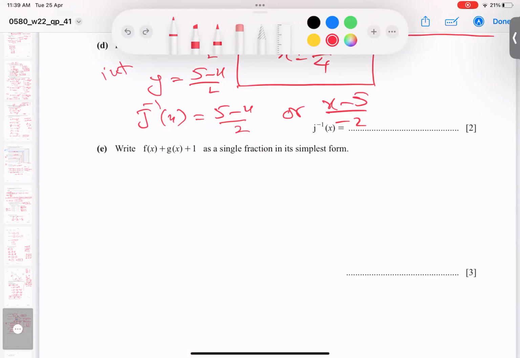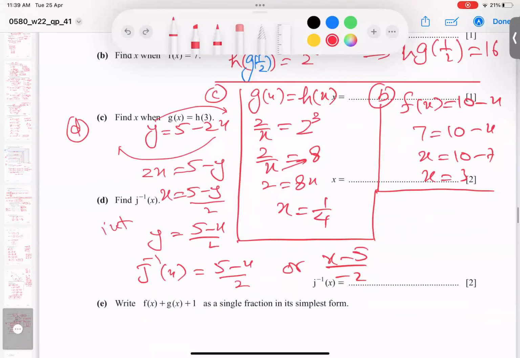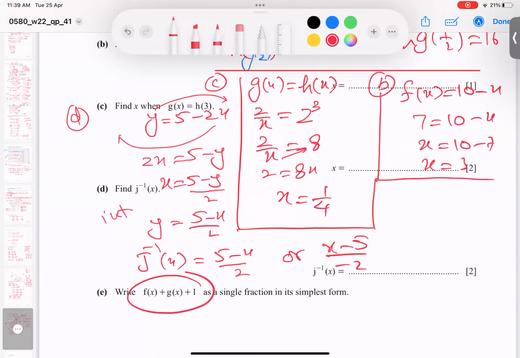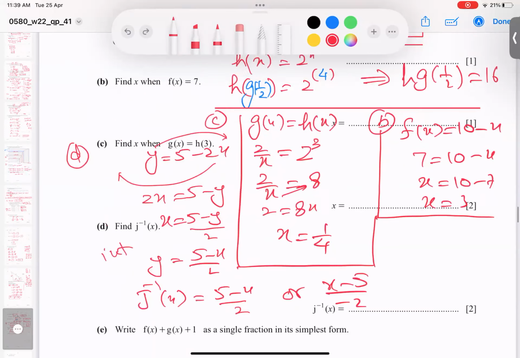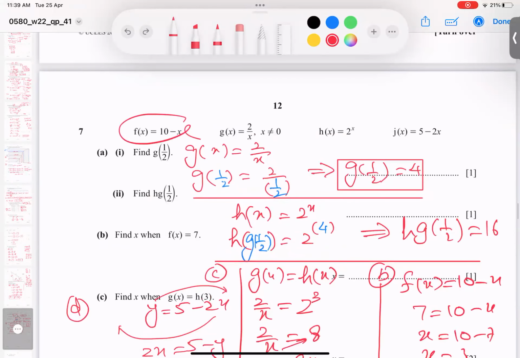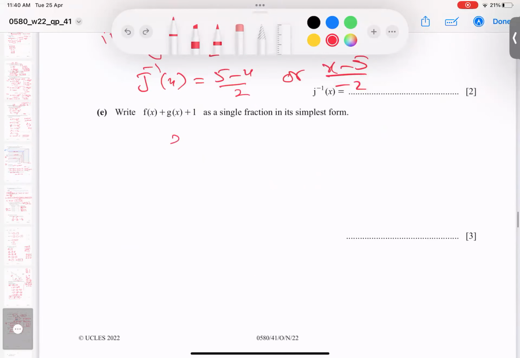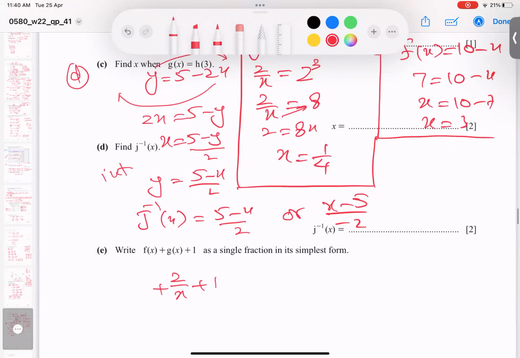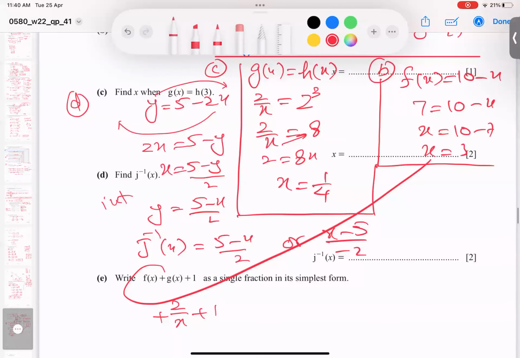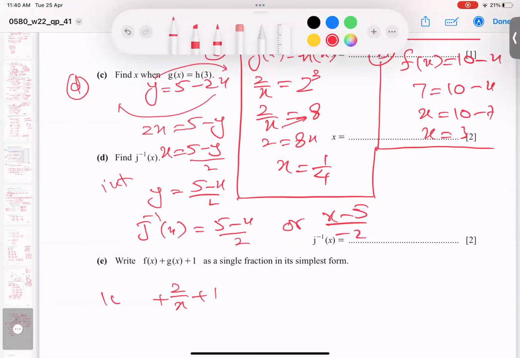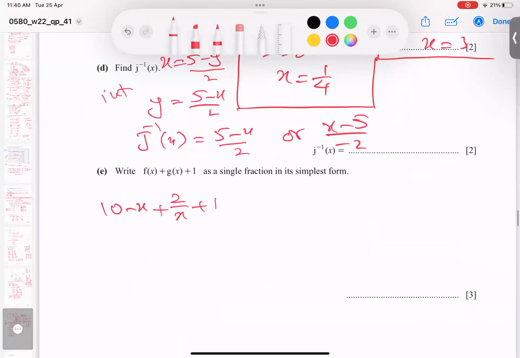E part, sorry. Maybe last, I don't know. f of x, g of x, and plus 1. And f of x is what, students? f of x is this, g of x is this: 2 over x, and f of x is 10 minus x. Now, how do we make it a single fraction?